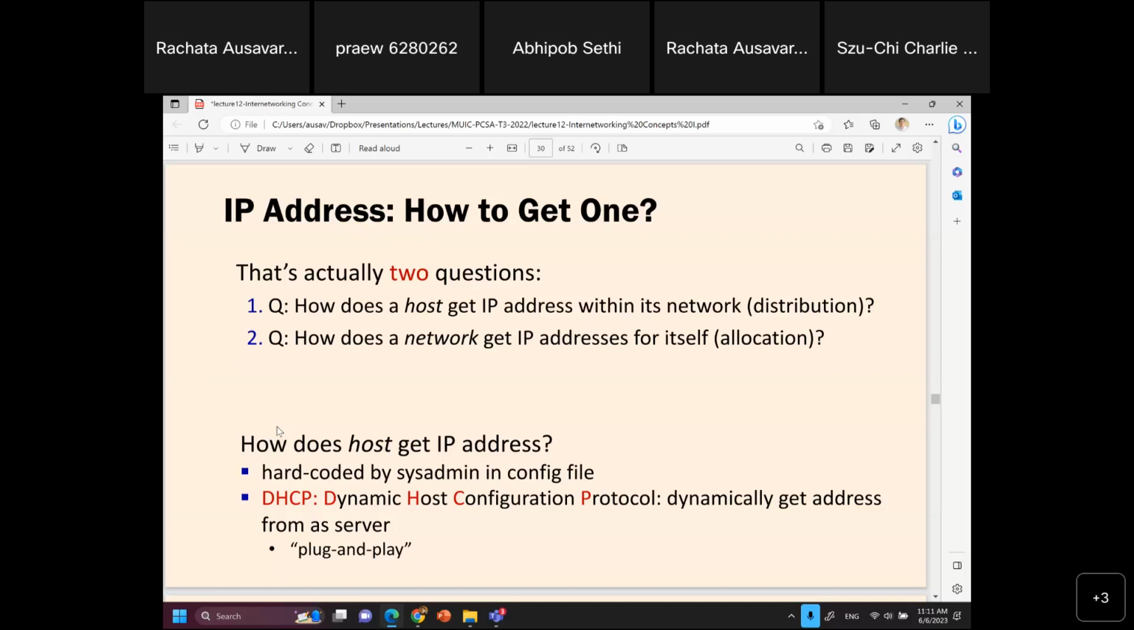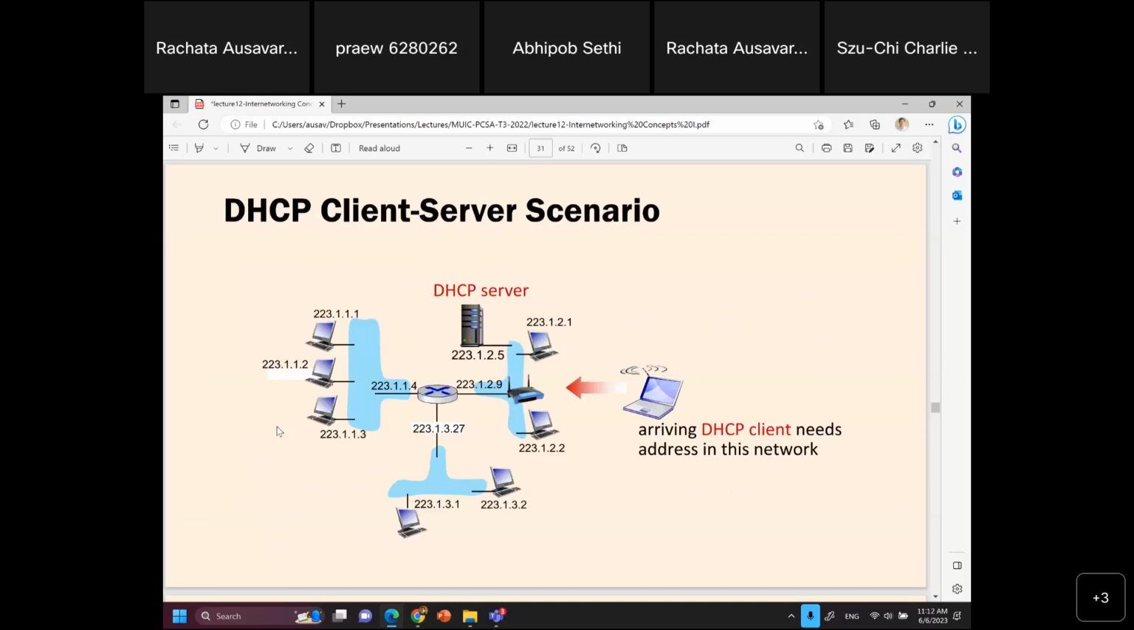Or you can do plug and play using DHCP, Dynamic Host Configuration Protocol. Basically, the router picks the IP for you, right? And the way it works is you have the DHCP server, right? Because in a network, you should have just one guy who assigns the IP for everyone else, right?